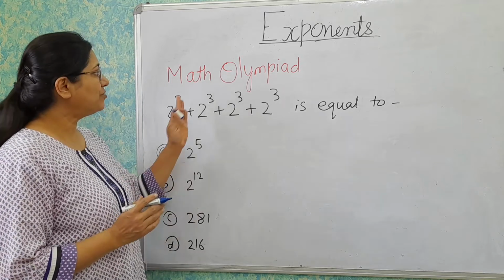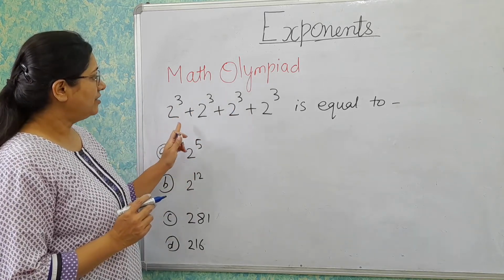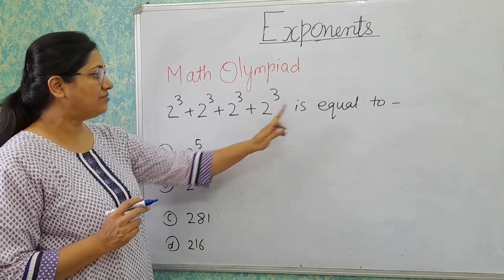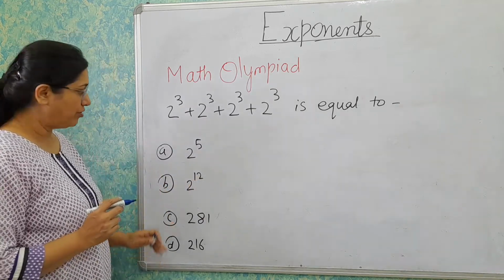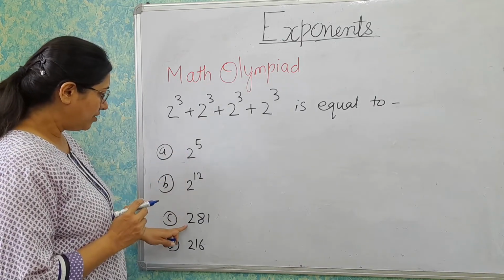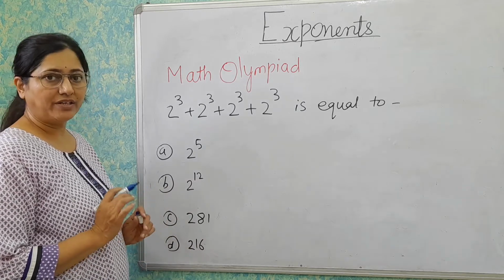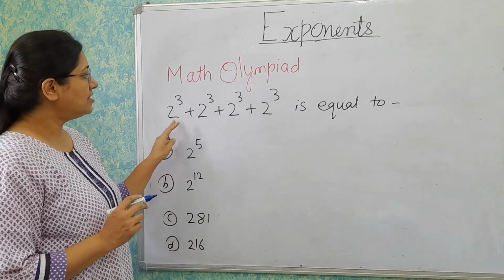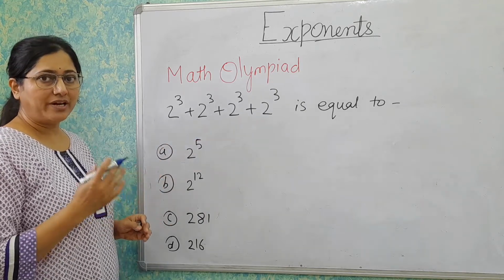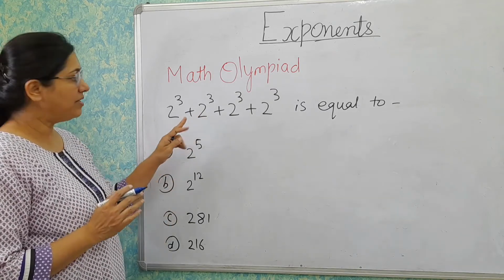Let's take an example from Math Olympiad exam question. 2 to the power 3 is getting added for 4 times and it is equal to, there are 4 options for you. 2 to the power 5, 2 to the power 12, 281 and 216, and now we have to find the correct solution. This same number is added for 4 times. So you know that repeated addition is multiplication. So we can say this is multiplication.